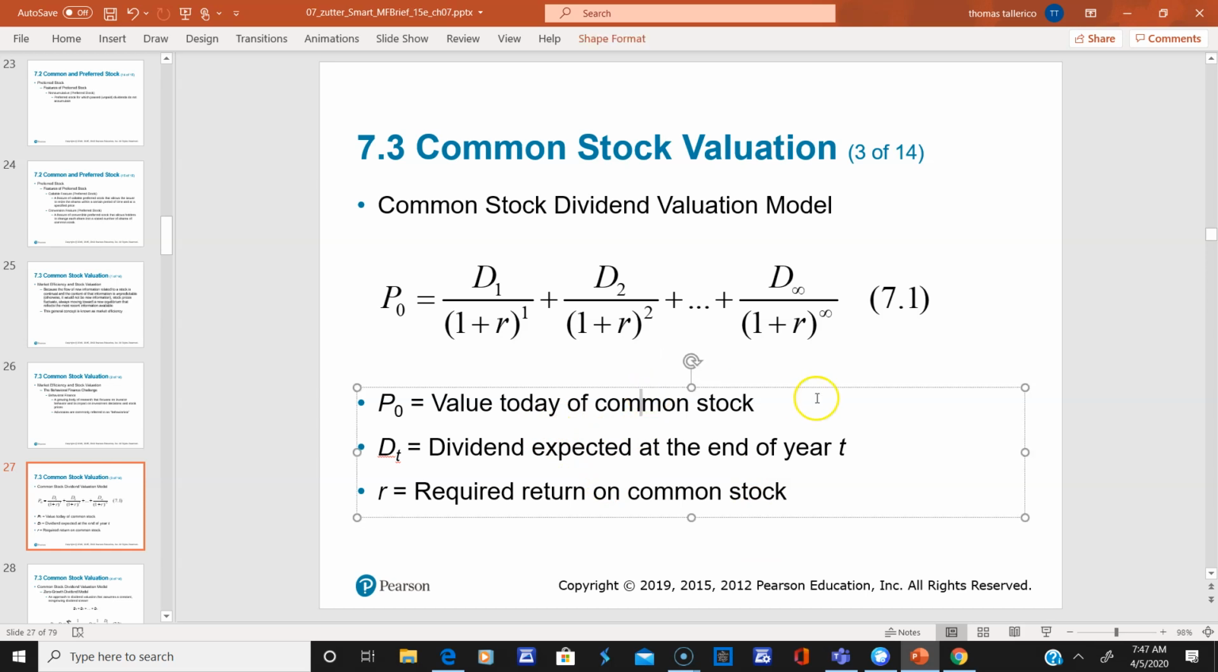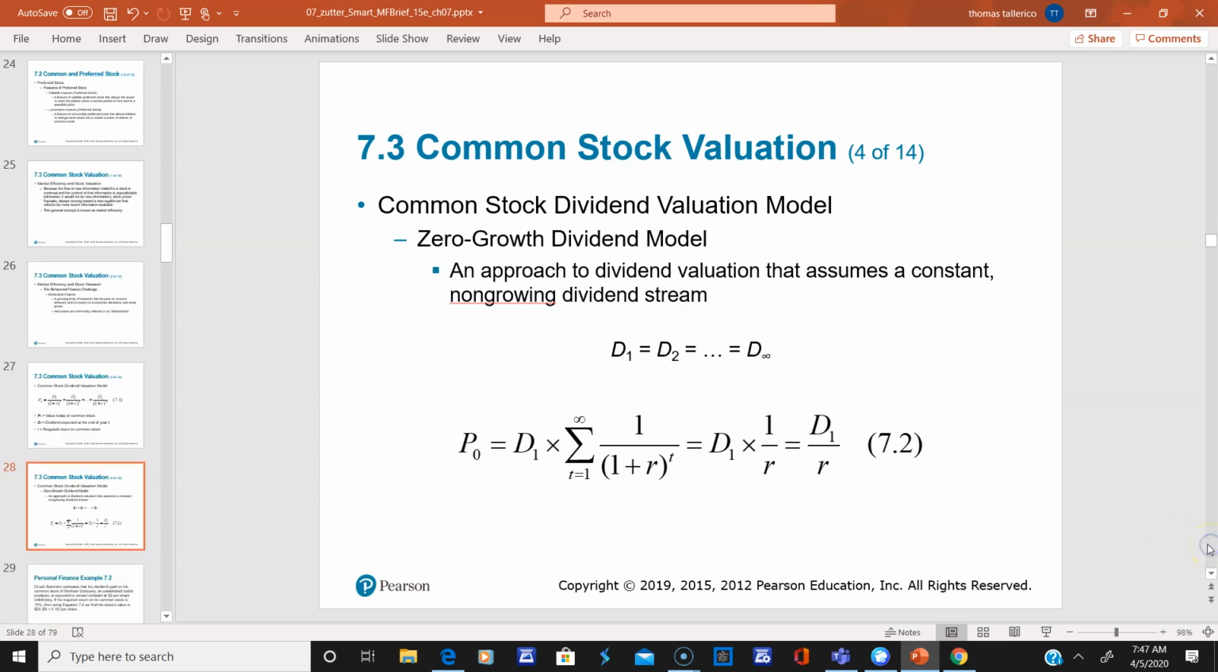And of course, the biggest challenge here is trying to decide what your required return is. That would be something where you say you can get comparable return on something of similar value, right? This is a very, very important equation, so you should definitely go over these equations in chapter 7.